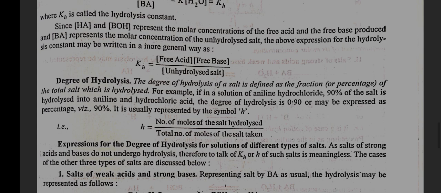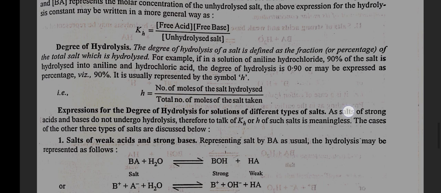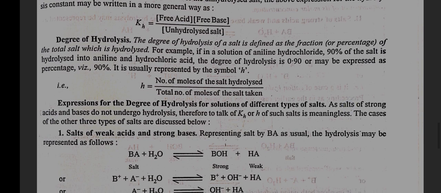The above expression for the hydrolysis constant may be written in a more general way as KH is equal to free acid into free base divided by unhydrolyzed salt. Degree of hydrolysis. The degree of hydrolysis of a salt is defined as the fraction of the total salt which is hydrolyzed. For example, if in a solution of aniline hydrochloride, 90% of the salt is hydrolyzed into aniline and hydrochloric acid, the degree of hydrolysis is 0.90 or may be expressed as percentage, that is 90%. It is usually represented by the symbol h.